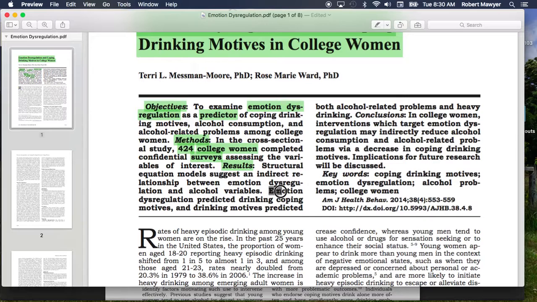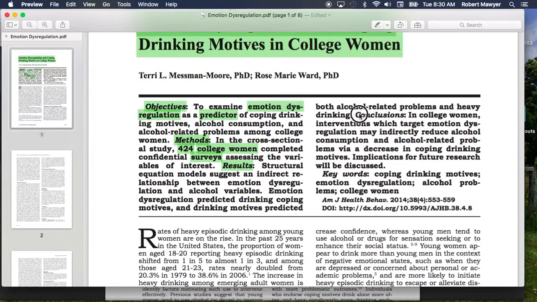In the next sentence, emotion dysregulation predicted. So it did, in fact, help them predict the coping motives for drinking, and the drinking motives themselves then predicted what kinds of problems the people would have. So here in these sentences, what they're explaining is that they found that the one thing did predict the other thing. So those linkages are in fact there.